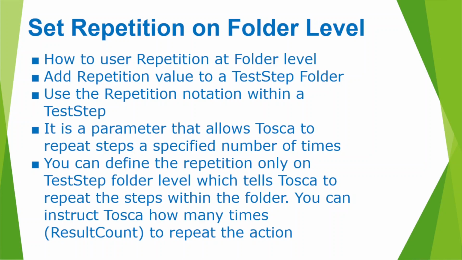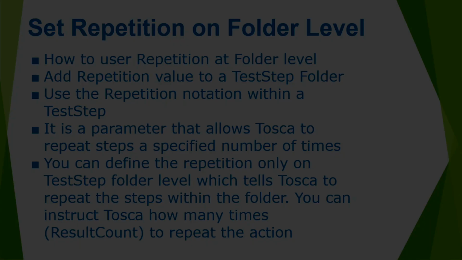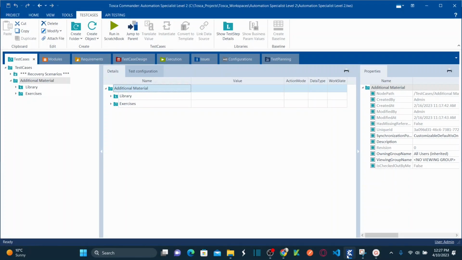Okay, so now let's jump onto the system and see a critical, very important scenario: how can we automate it by using result count, by using set repetition at folder level, and by using explicit name? By using all these combinations, we are going to achieve the automation. So now let's jump onto the system. Okay, so this is my TRICENTIS Tosca latest version.